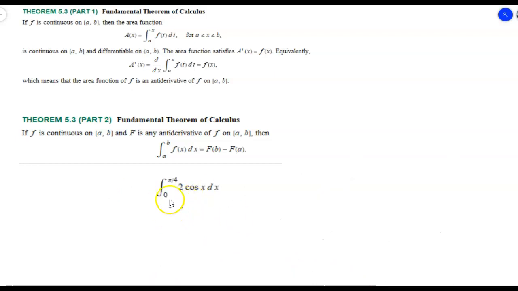All right, so here we have the definite integral from 0 to pi over 4, so we're in radians, of 2 cosine of x dx. I want you to try to use the fundamental theorem of calculus to find the area under the curve from 0 to pi over 4. And go ahead and use your calculator to check if that's going to be all above or all below the x-axis. And then when you're ready, unpause and we'll go through the solution.